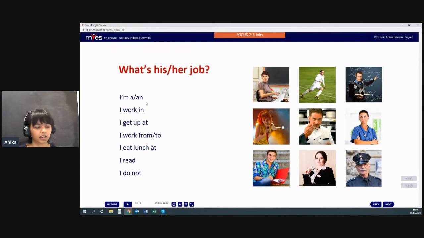Normally when you talk about a job, you say I am, and then you write the article, a or an. A is for words with the first letter as a consonant, or if the word starts with a vowel, you would say an. So I'm an engineer. I'm an electrician, but I am a teacher. Okay, so what about you?